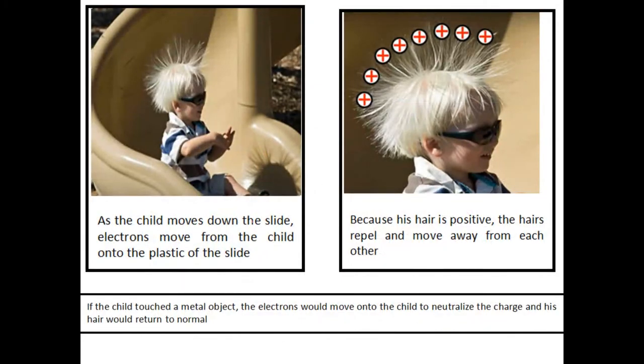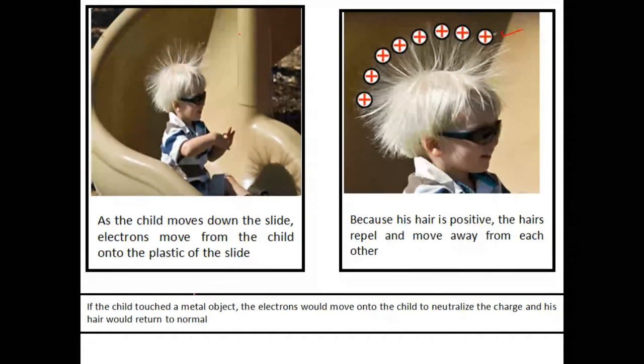As the child moves down the slide, that means the children's playing slide, the electrons move from the child onto the plastic slide. That means when he moves from top to bottom of the slide, the electrons move from his hair to the plastic. So once the electrons are removed, only the positive charge will be left on his hair. Because of that, all the hairs will stand up because of repulsion.